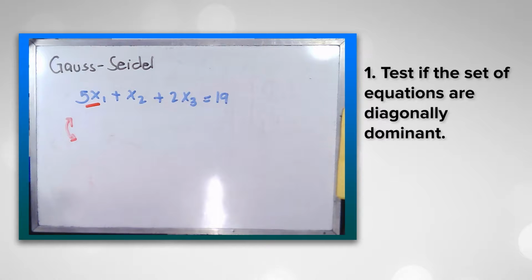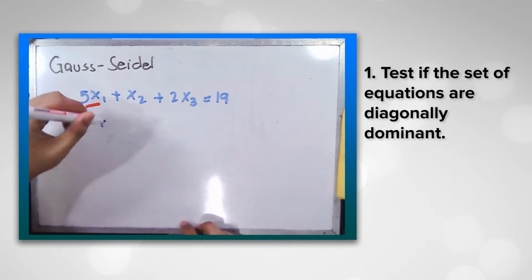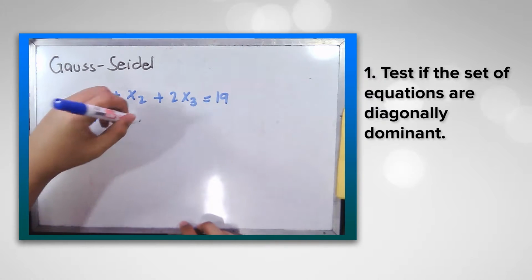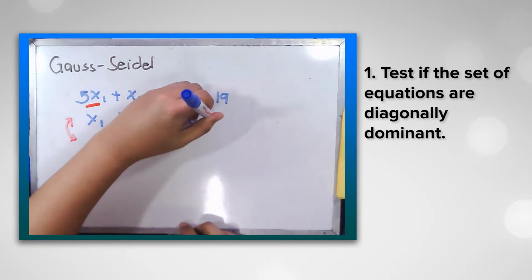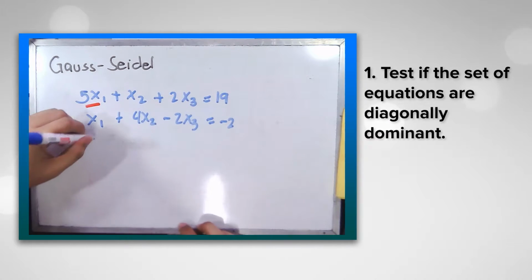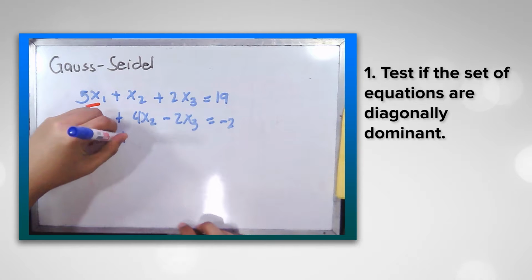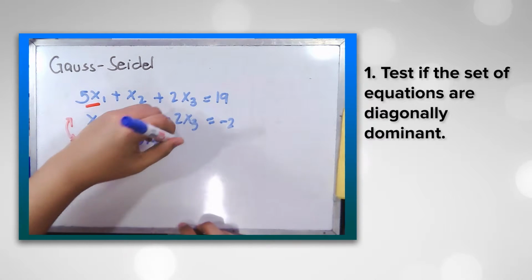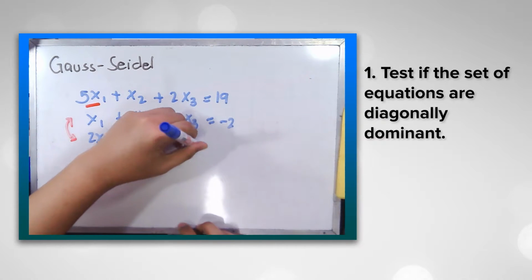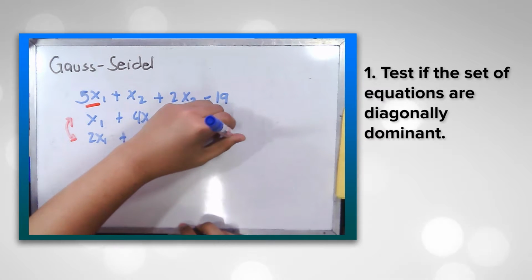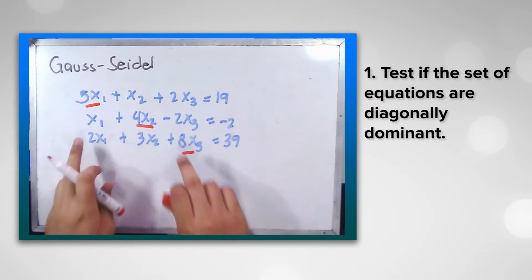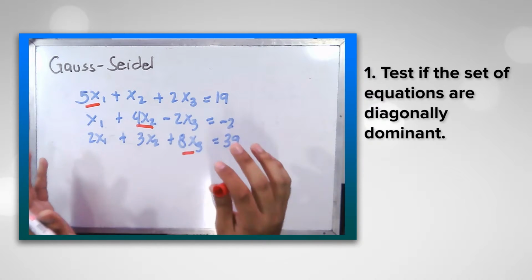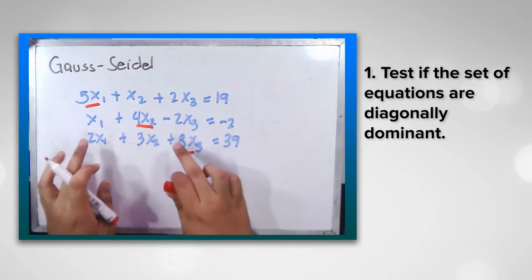So let's try this one. x sub 1 plus 4x sub 2 minus 2x sub 3 is equal to negative 2. 2x sub 1 plus 3x sub 2 plus 8x sub 3 is equal to 39. So these are the diagonal values. Therefore, I'm not going to write this anymore. I think you get the idea now.